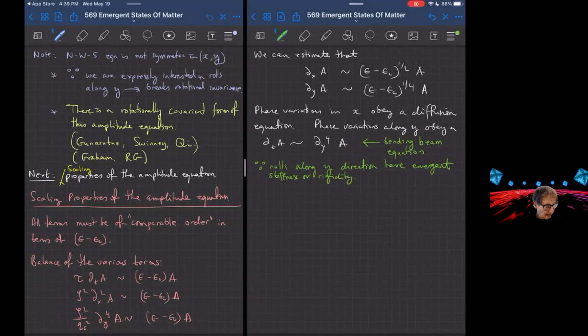If you will, their rigidity. Basically, the origin of this is simply that if you want to work out what the energy cost is, the reason is that the energy of a bent beam is basically proportional to its curvature squared, and because it's curvature squared, that's really where the fourth derivative comes from.